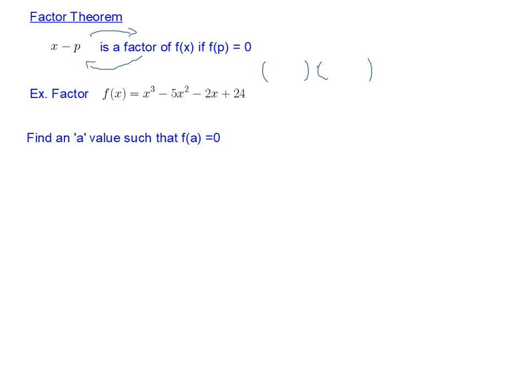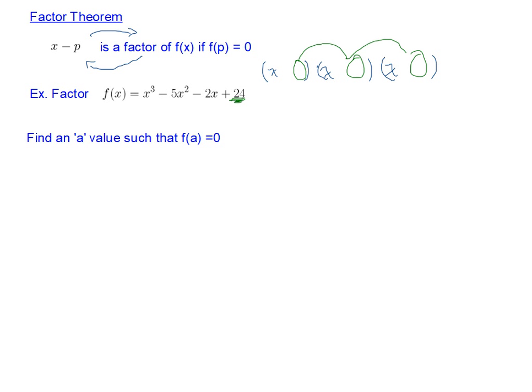3 factors because this is a third degree polynomial. We're probably going to have an x in each of these, and then some number at the end of each of these sets of brackets. And ultimately this constant term here, this 24, is going to come by multiplying these 3 numbers together. That's how we get that number.